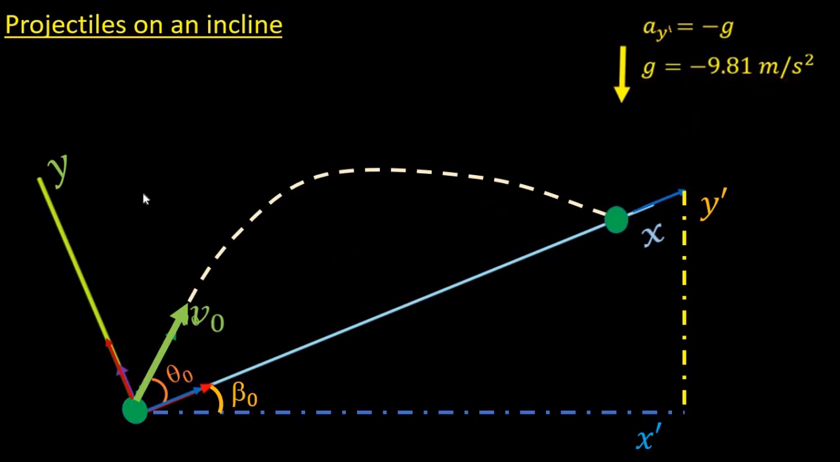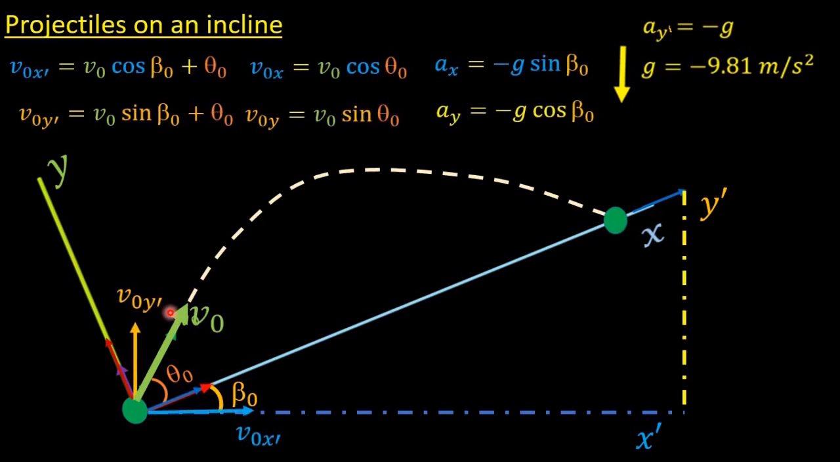If we want to write the velocity of the projectile in each direction, we do it like this. If we want to know the velocity in the x prime direction, we just do v sub 0 times cos of beta plus theta. We add these two angles here to get the angle in between v sub 0 and the x prime axis. So that's going to be v sub 0 x prime, the velocity in the x prime direction. Then the velocity in the y prime direction is going to be v sub 0 times sine of beta plus theta. So that's the velocity of the particle in this direction.